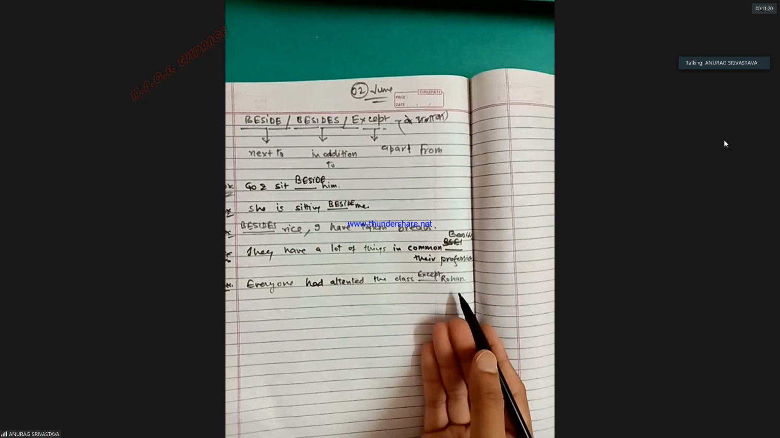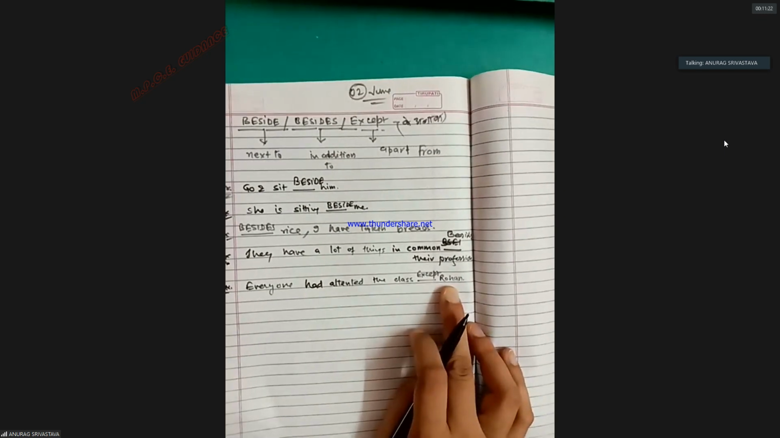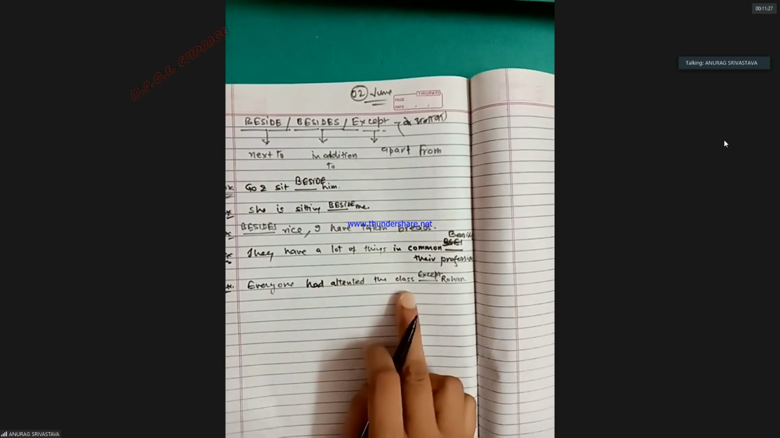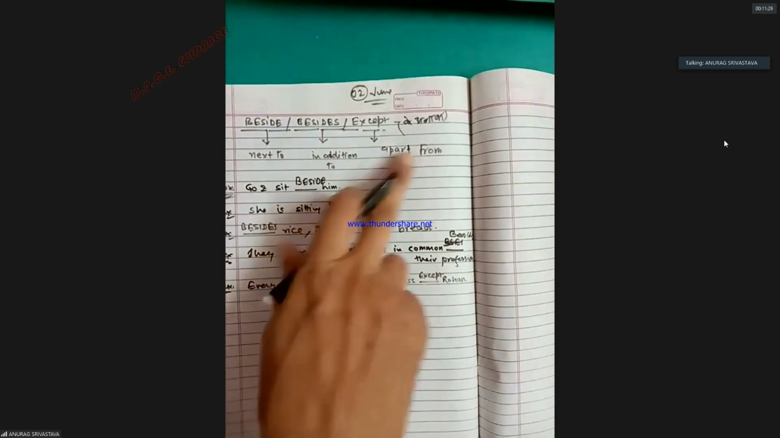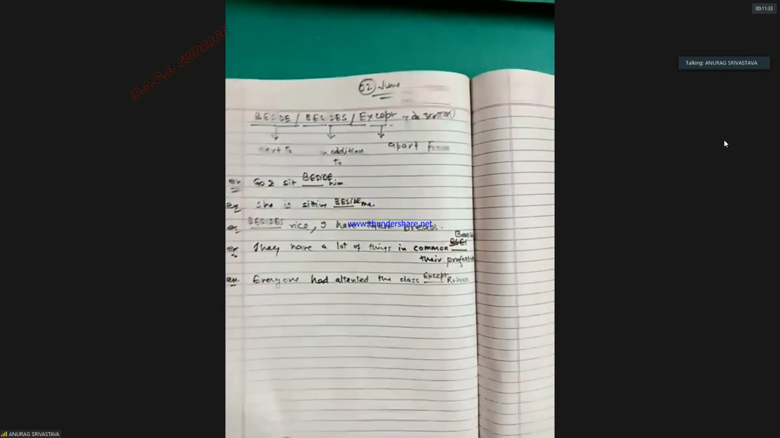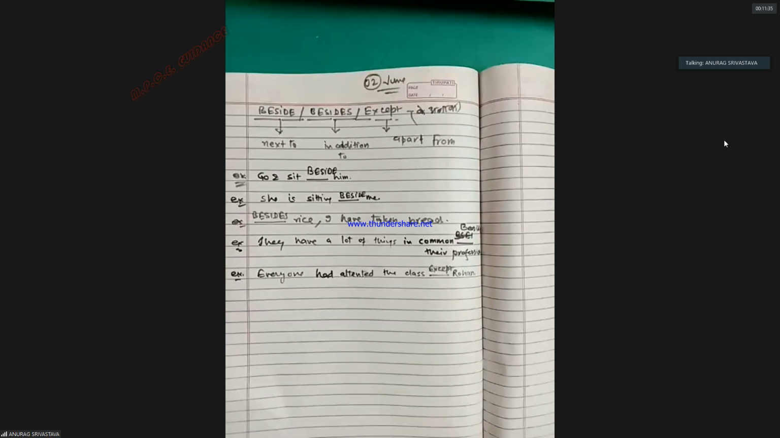It means Rohan is the only person who had not attended the class. So we will write that everyone had attended the class apart from, or ke alawa, it means except Rohan. Fine. So in this way, we can use beside, besides, and except. These are the three types of preposition which can be used in various ways.